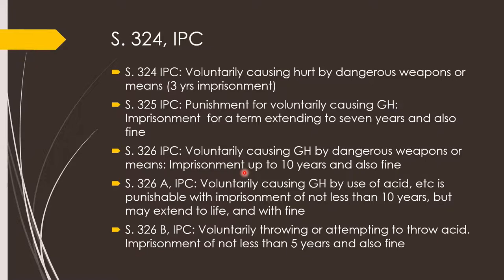Section 326A IPC is voluntarily causing grievous hurt by the use of acid, etc. It is punishable with imprisonment of not less than 10 years, but may extend to life and with fine. So basically, the punishment for voluntarily causing grievous hurt by dangerous weapons or means is up to 10 years imprisonment. But in Section 326A, if it is caused by acid, the punishment will be not less than 10 years, but may extend to life. In Section 326B, voluntarily throwing or attempting to throw acid, not necessarily causing any injury, the imprisonment will be not less than 5 years and also fine.